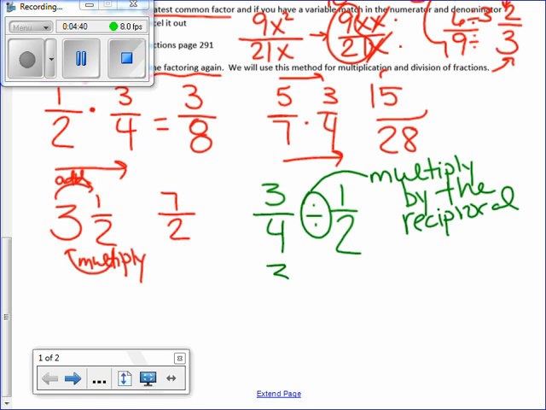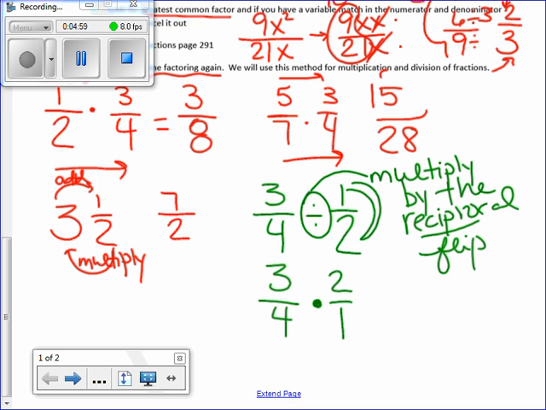which means we keep the first fraction, 3/4. We change division to multiplication. The reciprocal is flipping the fraction. So they switch places. 1 goes to 2, 2 becomes 1, so it becomes 2/1. Now it's a multiplication problem. Multiply the numerators, 6. Multiply the denominators, 4. It's an improper fraction. We can change it to a mixed number, and we need to simplify. We'll talk more about that in class on Wednesday night.